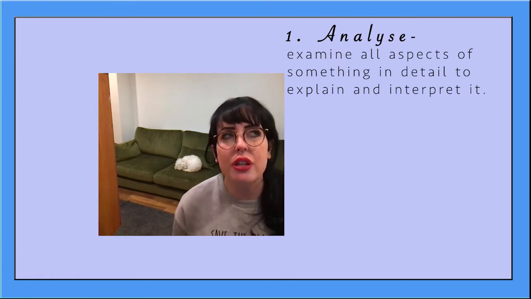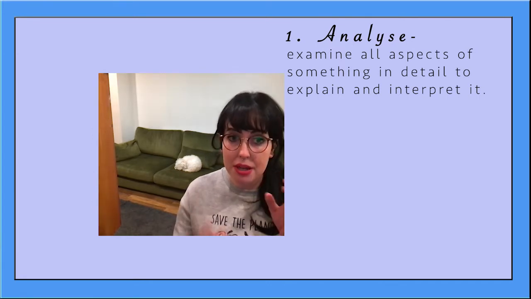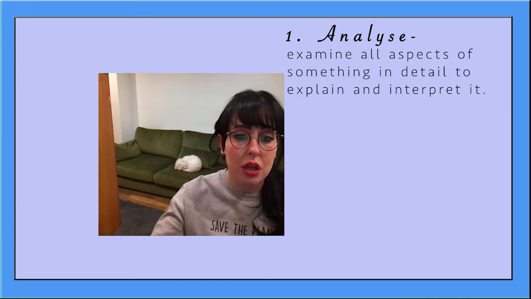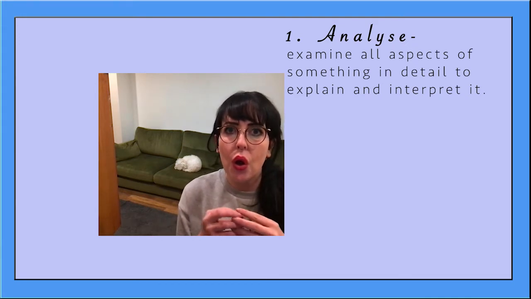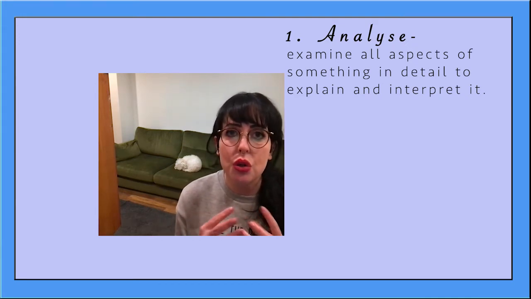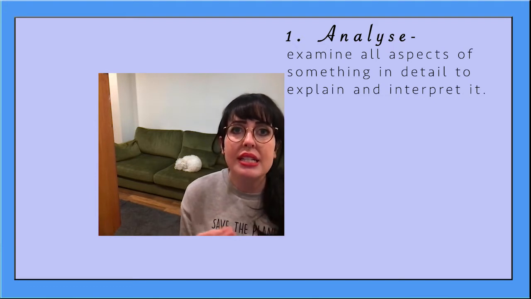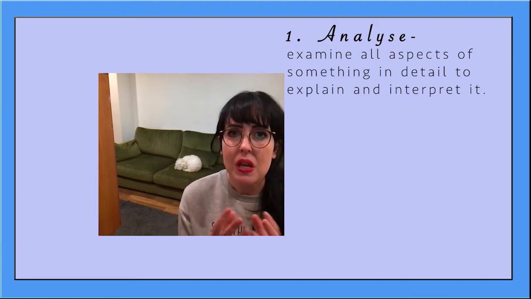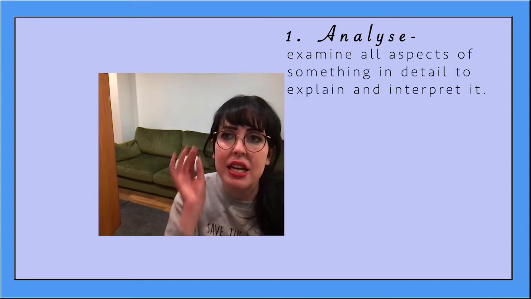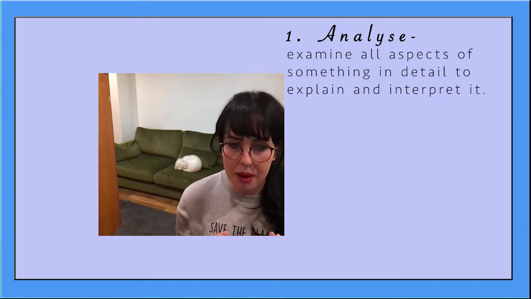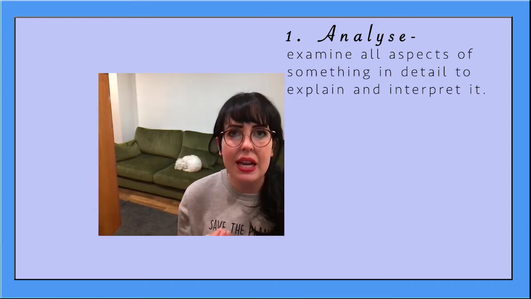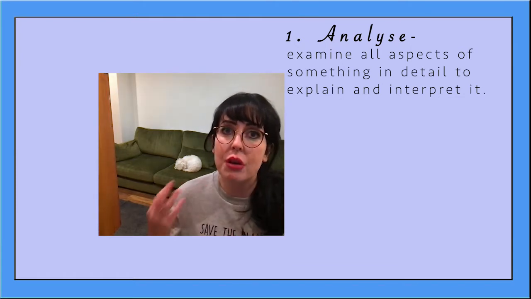So if you can imagine a text or a problem as being a knot, then to untie or to loosen up is to break it apart and look individually at each of the sections. And that's what you're doing when you're analysing. You are breaking something apart and you're looking at the different parts and examining each and every one of them.